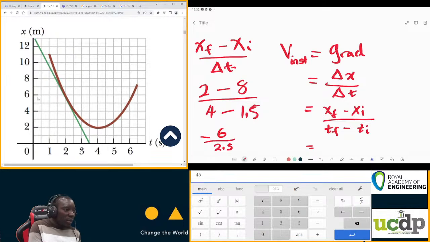So x final, we'll say that's 0. No, we're not ending at 0. For the gradient, we'll go up to that point. So we'll consider that point as x final for the gradient. Then x initial. Which point can we read here? Let's take the best point we can take there.